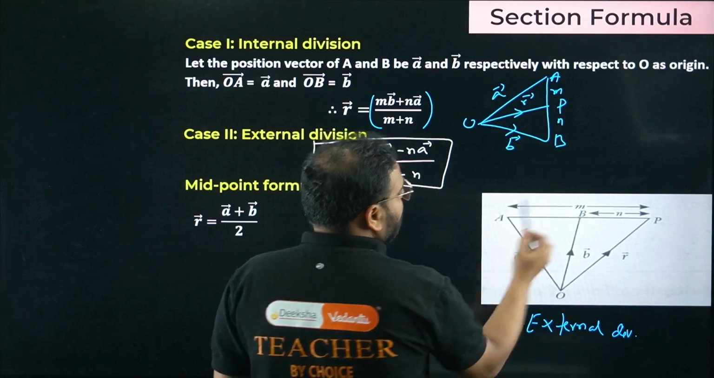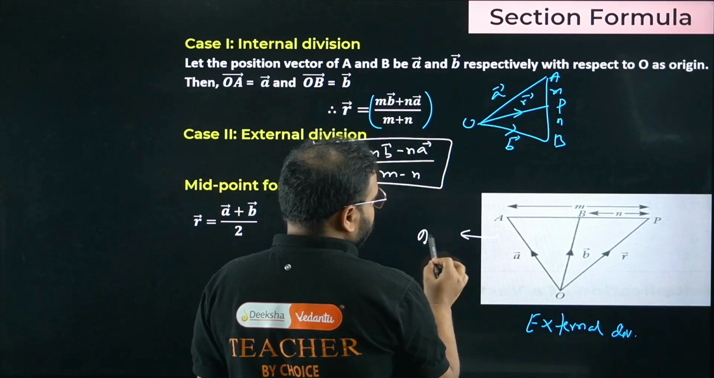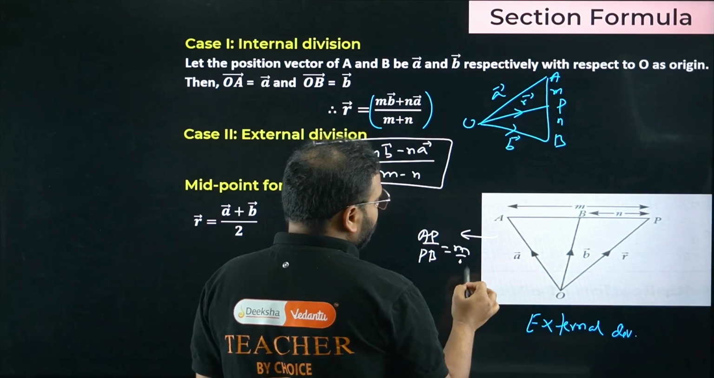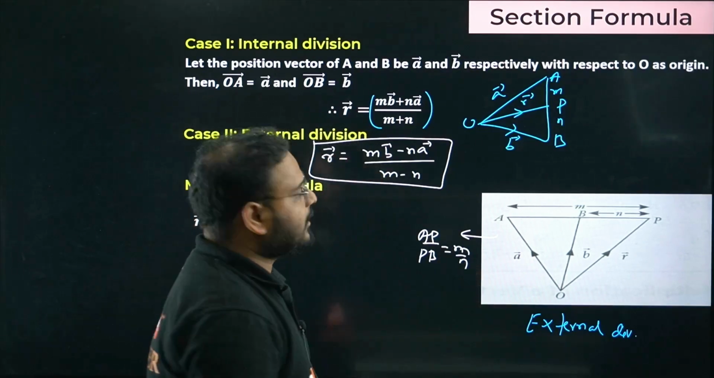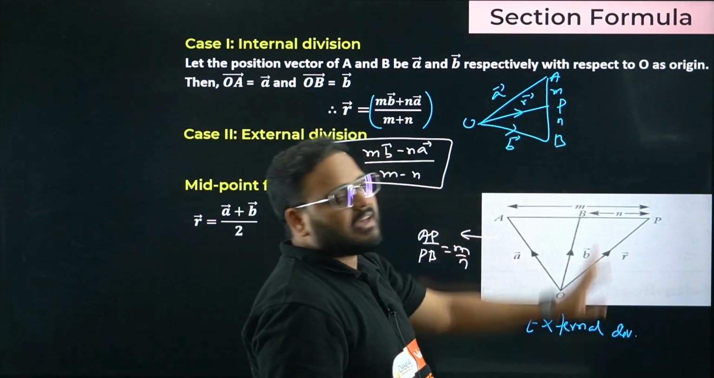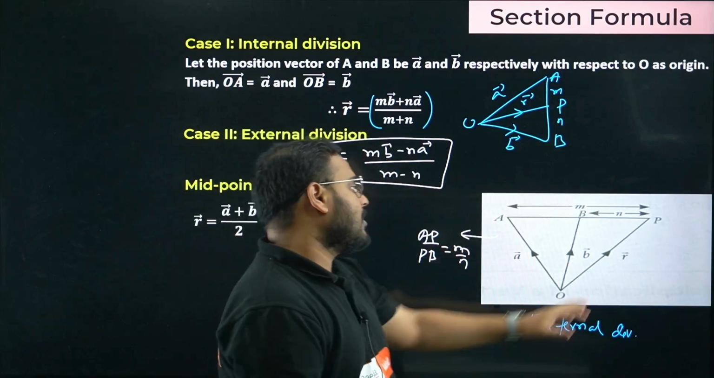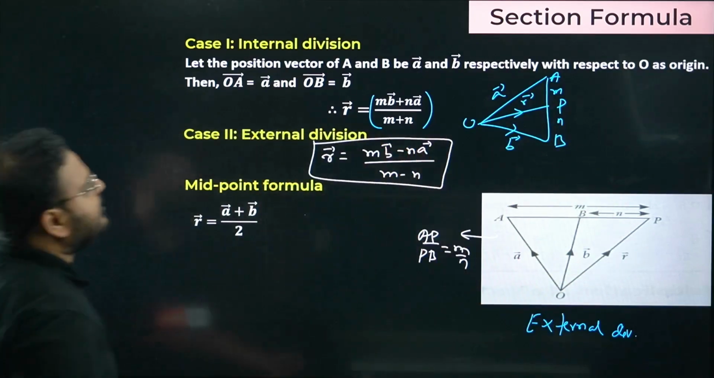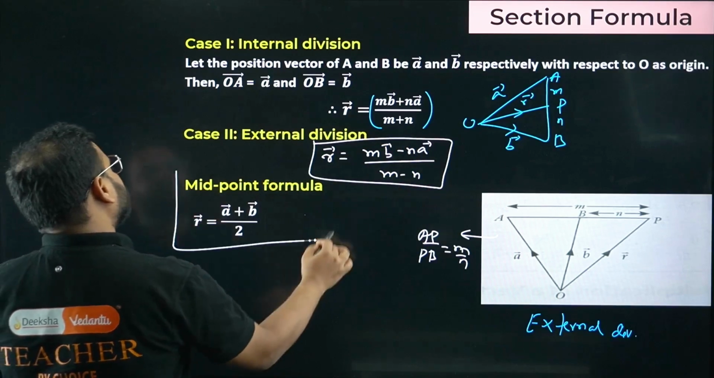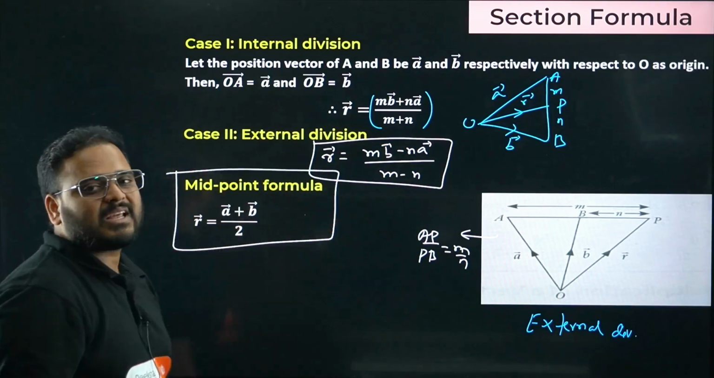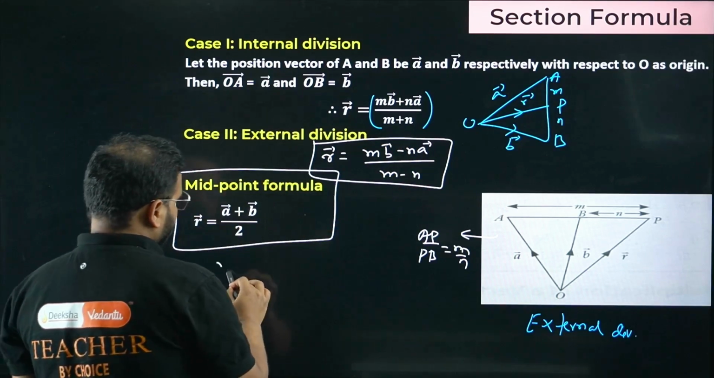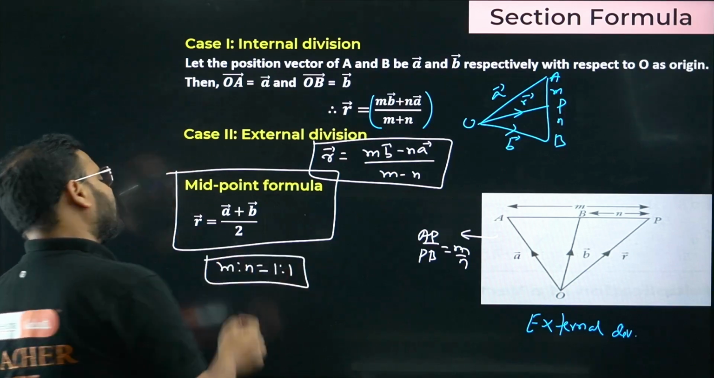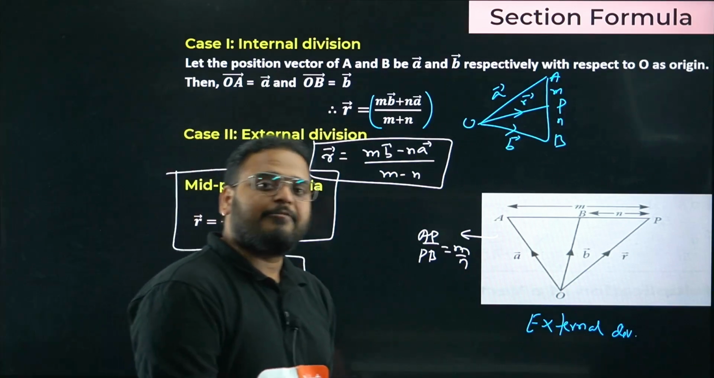Please check here. AP to PB over here also is how much? m to n only. Over here also the same thing. AP to PB is the same thing. But here this is external division. This is going to be internal division. From here only, we get this condition for the midpoint formula. It's a special case, right? Where m to n is given by 1 to 1. We get here the concept for the midpoint formula, right?